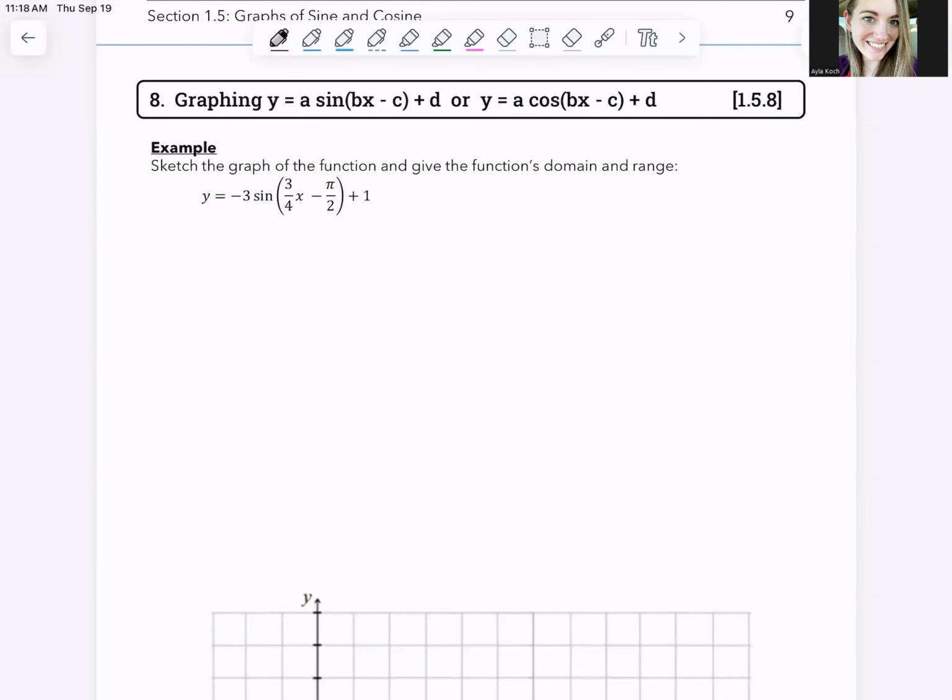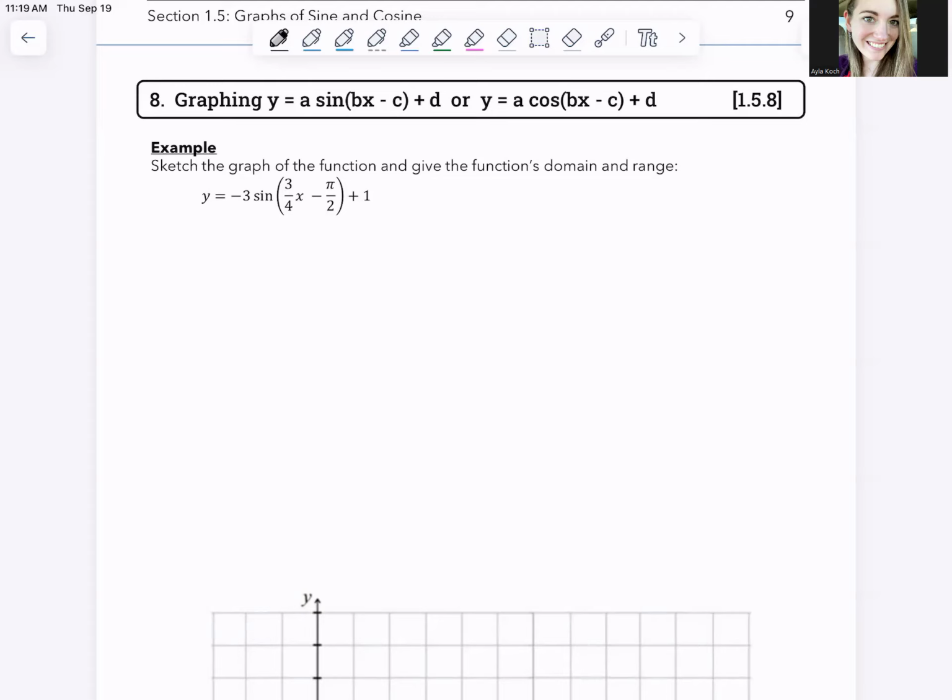All right, here it is. Here's combining everything together. We've done amplitude changes, period changes, phase shifts, and vertical shifts. We've done all of them individually, but now we're combining them all together at once. So here we have it.